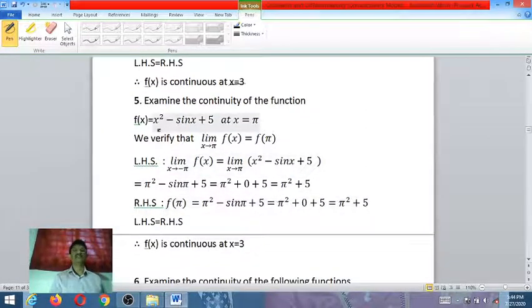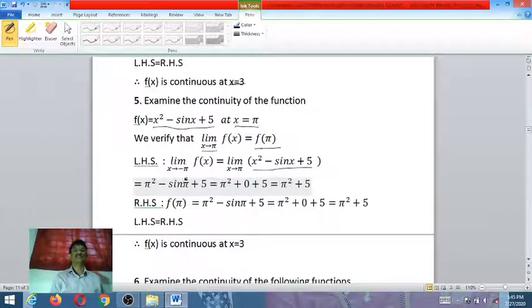Examine the continuity of the function f of x equals x square minus sin x plus 5 at x equals pi. Similarly, we have that same definition, that is limit f of x as x extends to pi must be equal to f of pi. What is the left hand side? Limit f of x as x extends to pi. So in the place of x you write pi here, that is pi square minus sin pi plus 5.